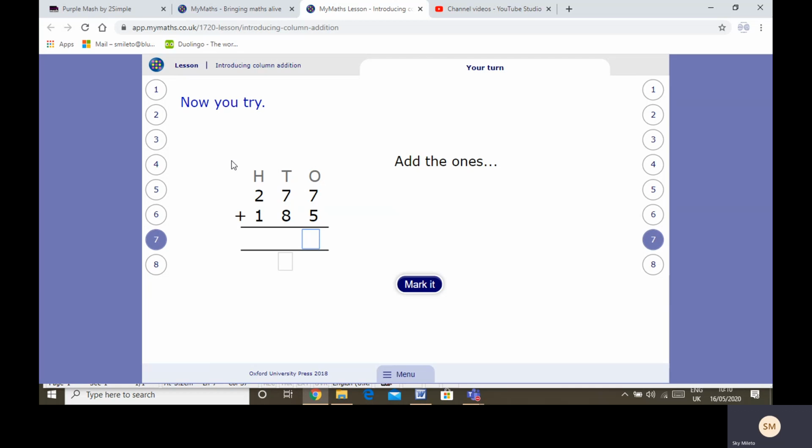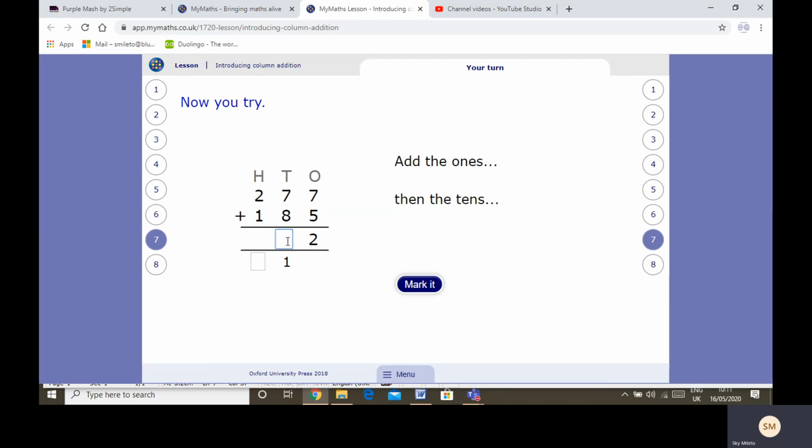Okay, I'll go do one more for you, one more. 7 plus 5 equals 12. So the 2 ones go in the ones column, and the 10 goes in the tens column. 8 plus 7 plus 1, don't forget the 1. So 8 plus 7 first is 15. Add the 1 is 16.